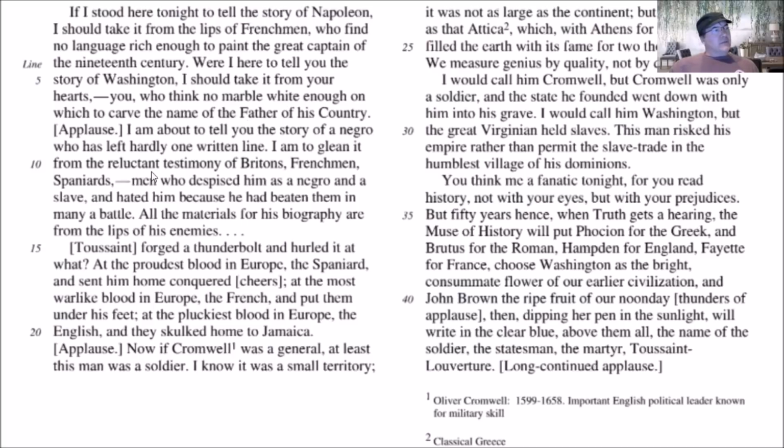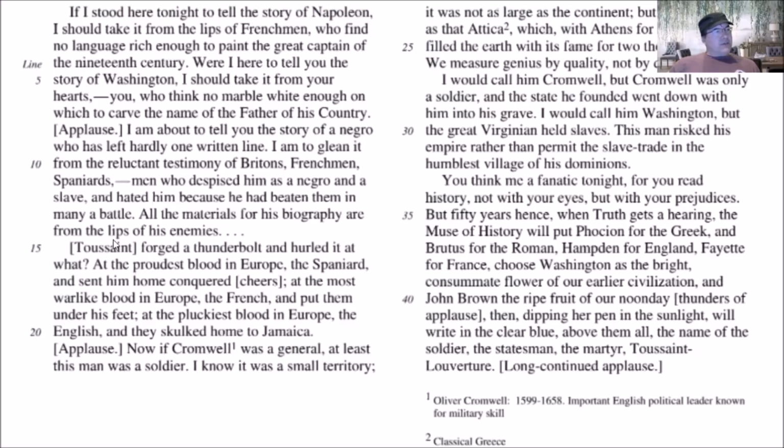"I am to glean it from the reluctant testimony of Britons, Frenchmen, Spaniards." Notice he's leaving out the expected "and." So, of course, he's using asyndeton to make what he's saying more dramatic.